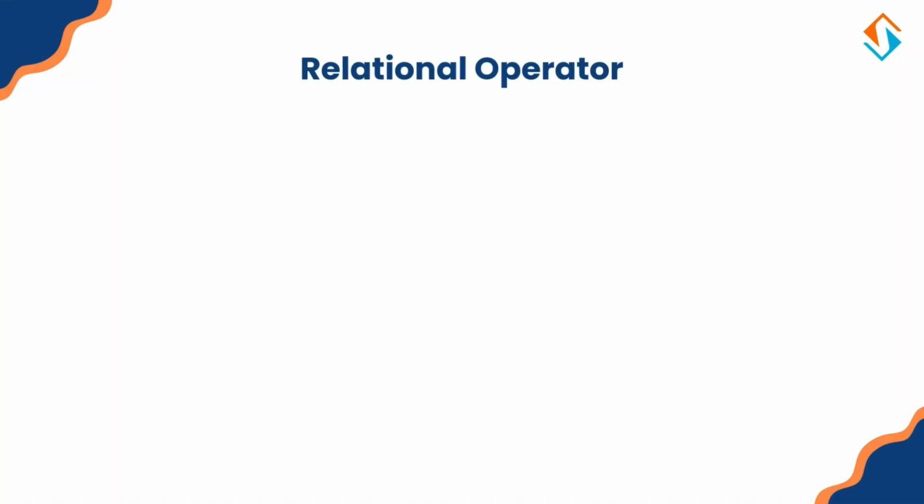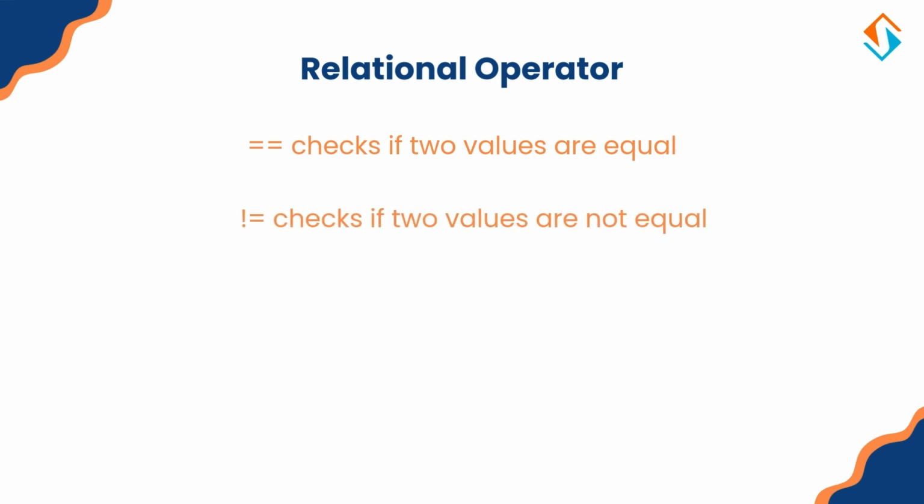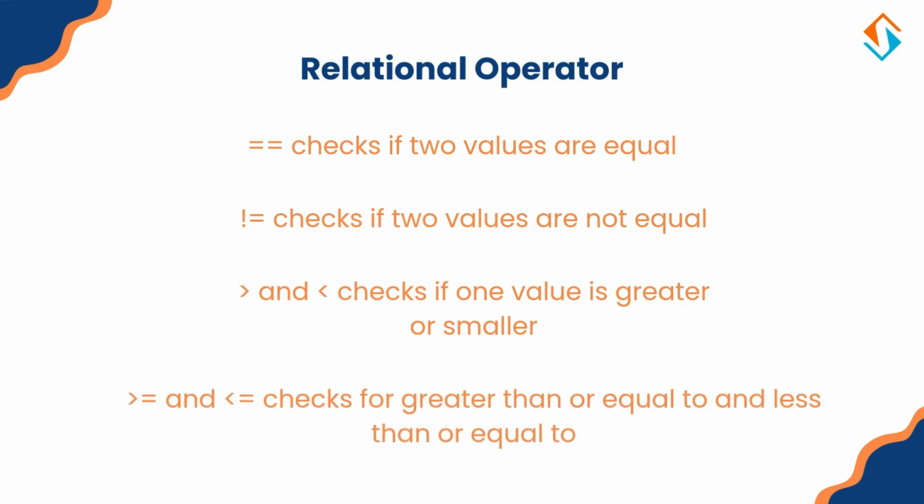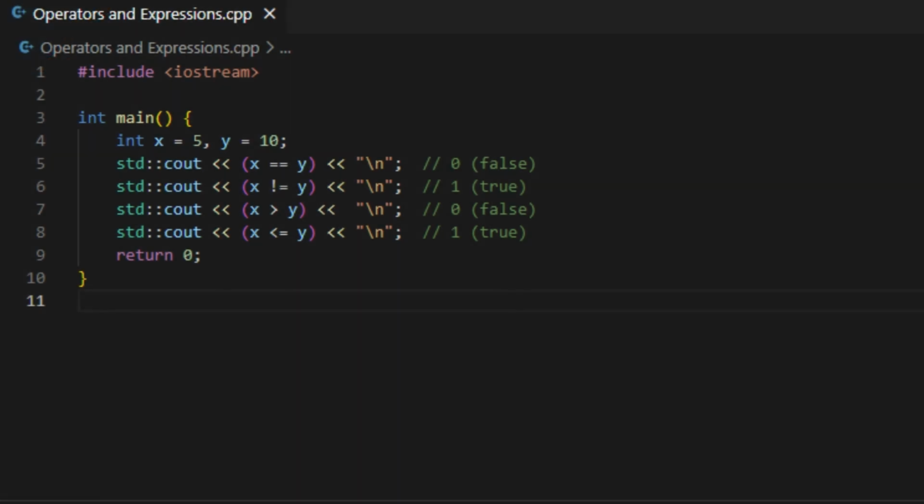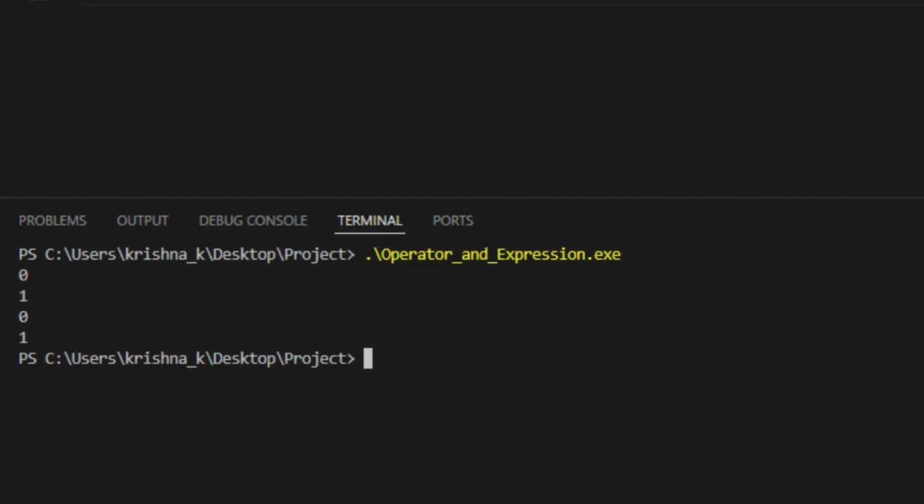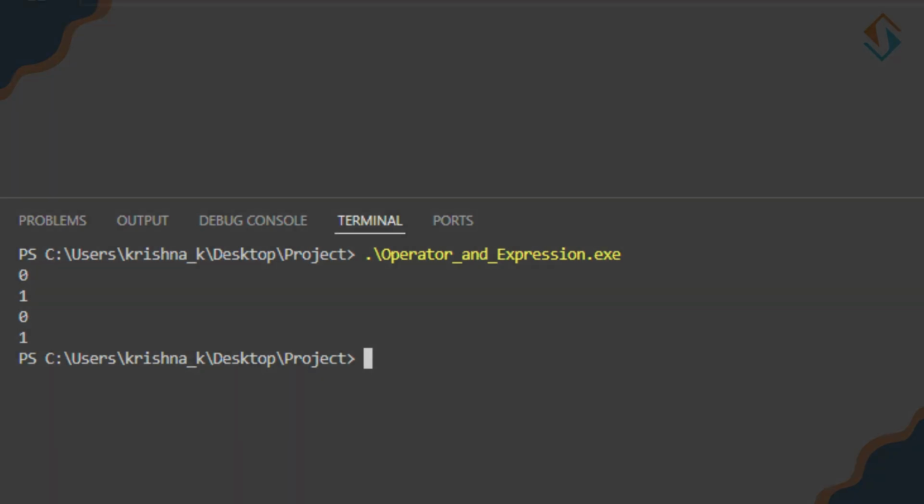Second is relational or comparison operators. These help you compare values. Double equals to checks if two values are equal. Not equals to checks if two values are not equal. Greater than and less than check if one value is greater or smaller. Greater than or equals to and less than or equals to check for greater than or equal to and less than or equal to. Here's an example. In the output, 1 means true and 0 means false. This is super useful for writing conditions.